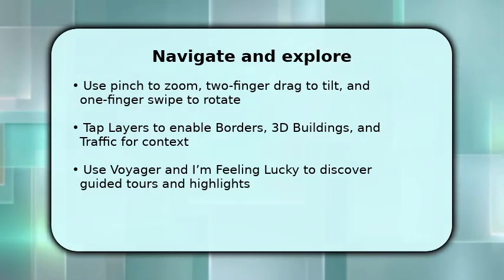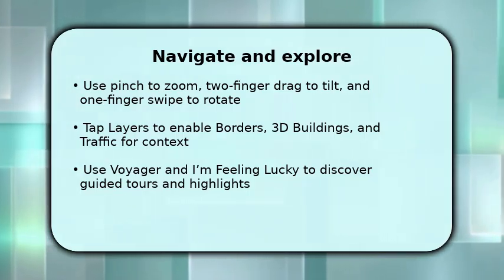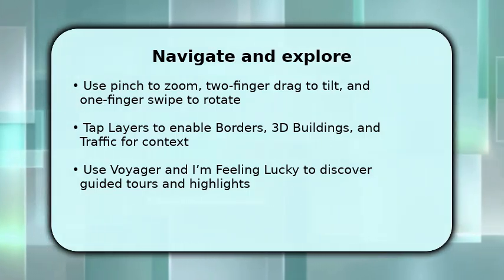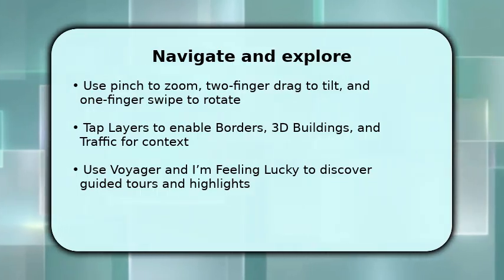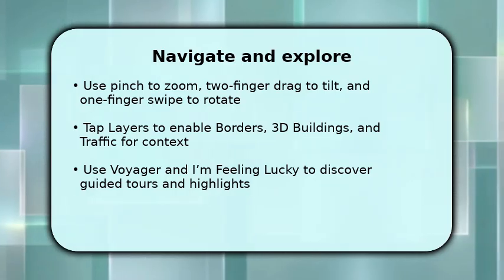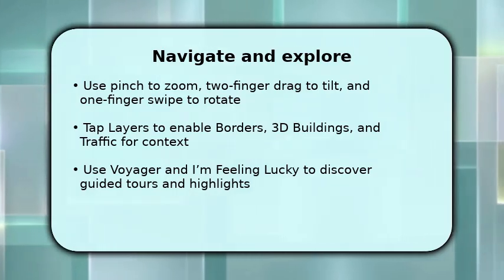Open layers to toggle 3D buildings, borders, and labels so you see context and elevation. Use Voyager to access curated tours, and I'm feeling lucky for random highlights. Both add guided content while explaining places.